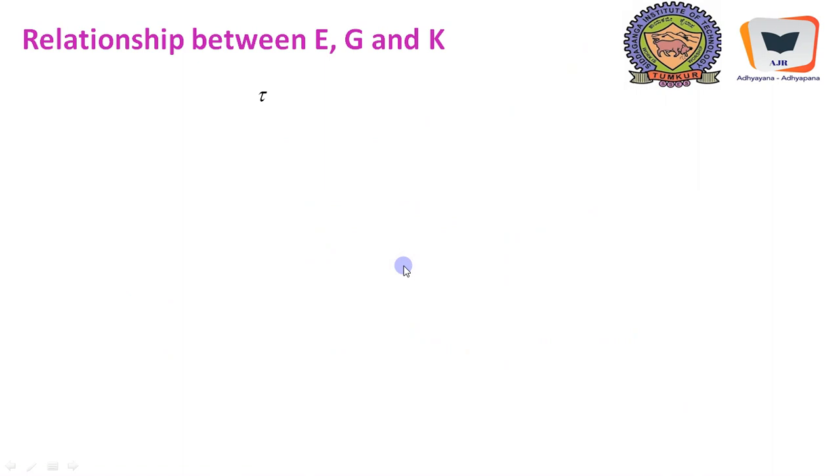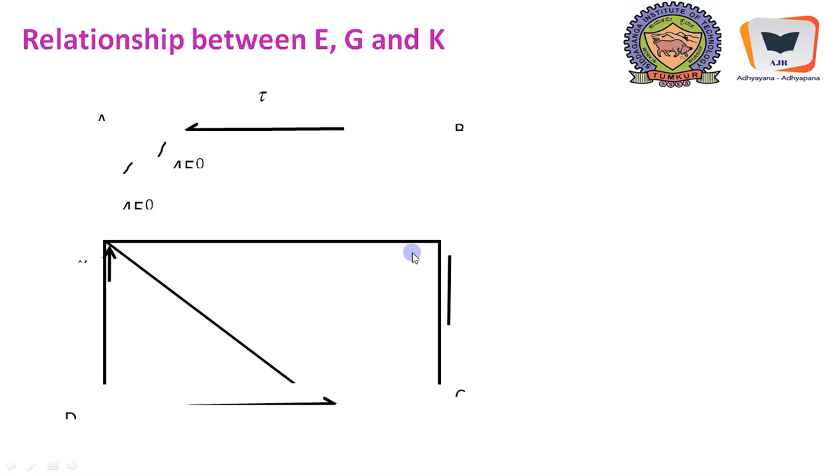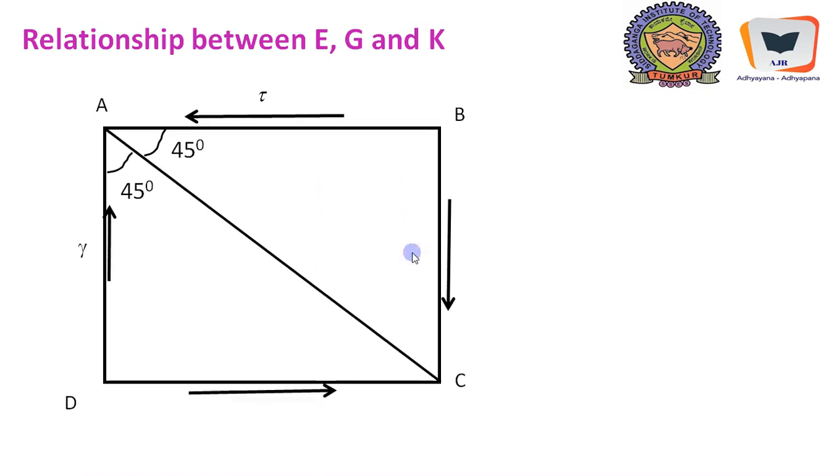Relationship between E and G and K. Now we can conveniently proceed with our goal of this particular tutorial. And here is the square element. This angle is 45 degrees, and this is one of the diagonals. This is the other diagonal, and it is subjected to all round shear. Now it is subjected to this kind of an effect.